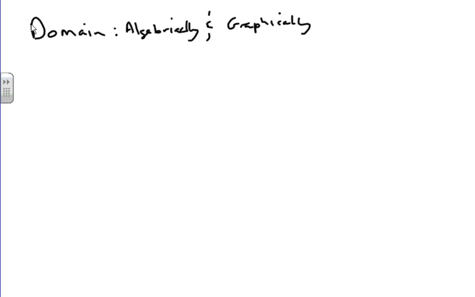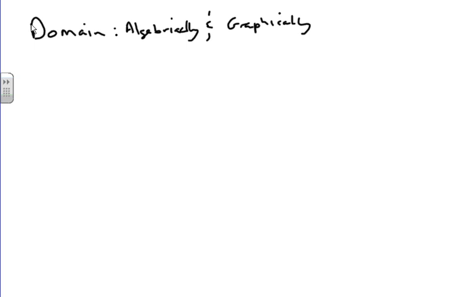We're going to be finishing up and talking more about domain and how to find domain. So, key topic is how to find domain. We're going to talk about how to find this numerically, or not numerically, algebraically. And also how to do it graphically. All right, so here we go.